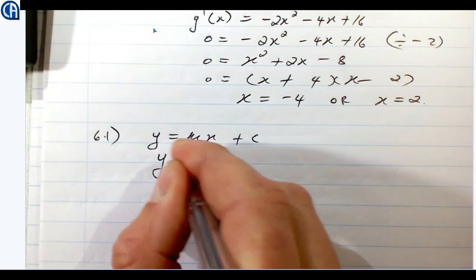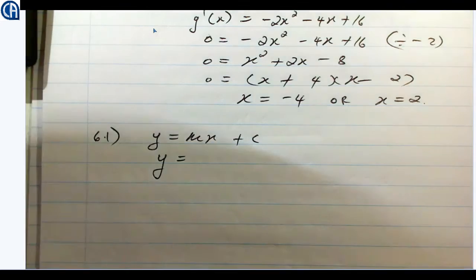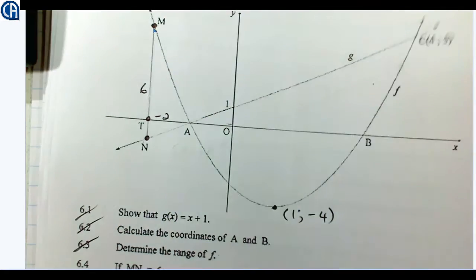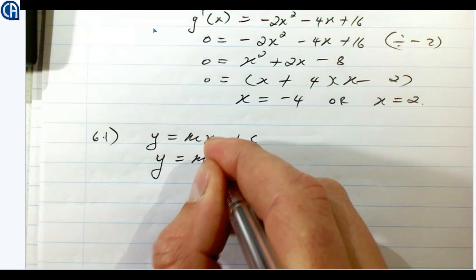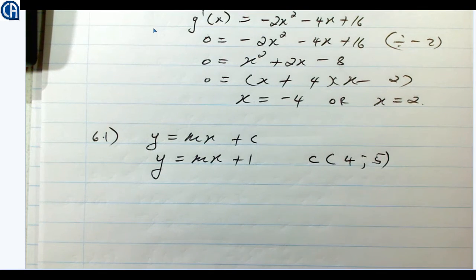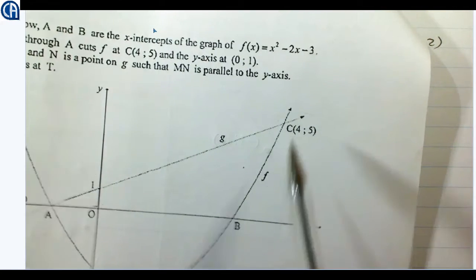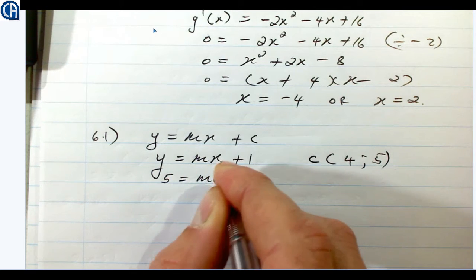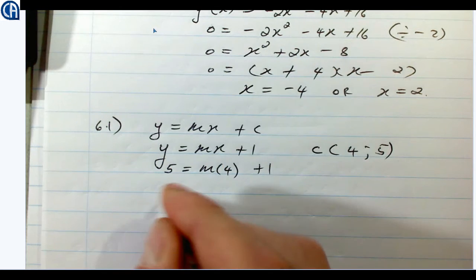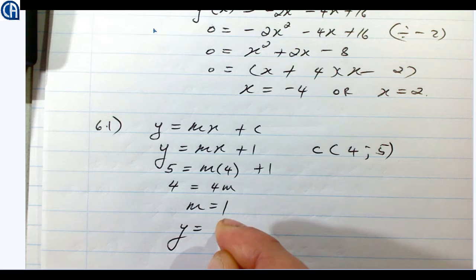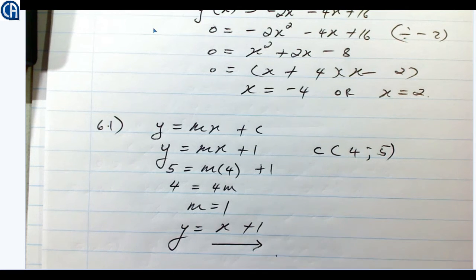So what I try to look for is where the y-intercept is. We can see that the y-intercept is 1, so therefore the c value is 1. That would be mx plus 1. Then a point on the graph, that is C. C is the only point on this straight line, so the y value is 5 and the x value is 4. So 5 minus 1, which is 4, so that would be 4m. Therefore m is equal to 1. So the final answer is x plus 1, and that's proved what they asked us to do.